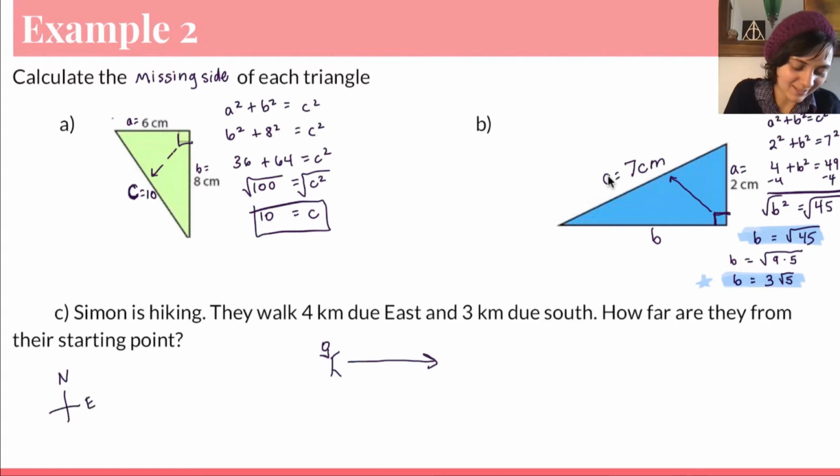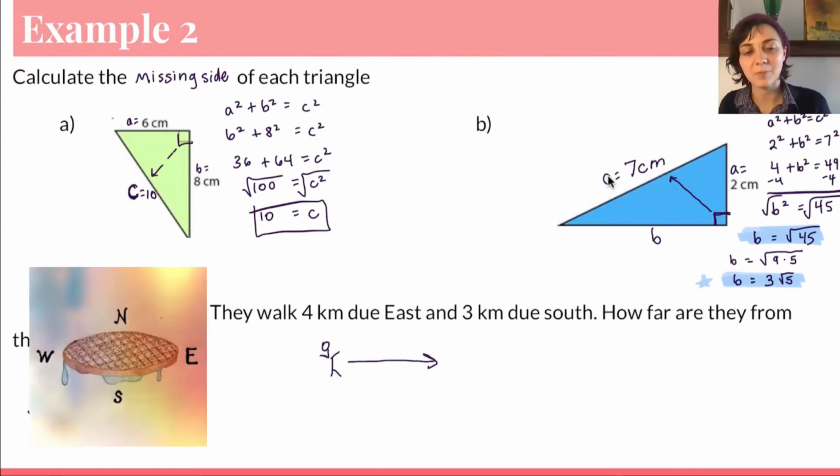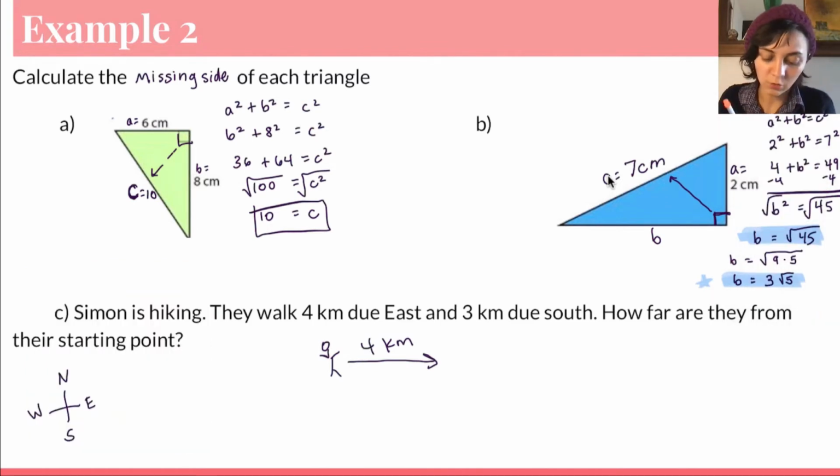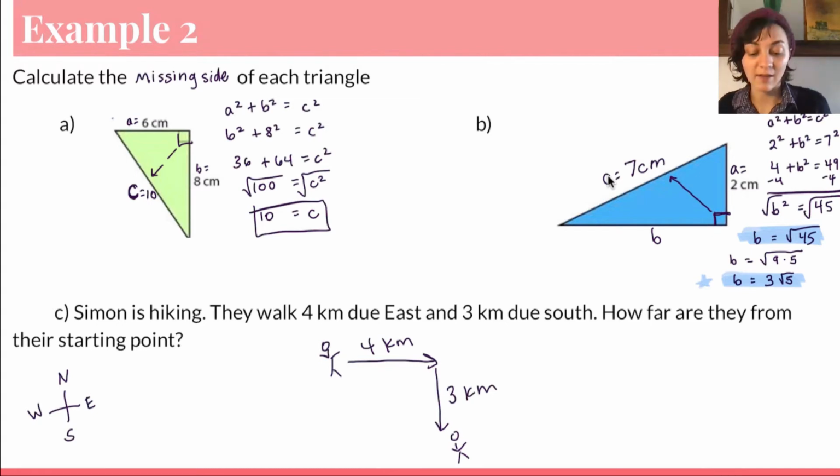Never eat soggy waffles. That's how I remember it. Northeast, southwest. So east is that way, and he goes east 4 kilometers. And then 3 kilometers due south. Like that. And so Simon ends up here. How far are they from their starting point? So we know that Simon walked a total of 7 kilometers.